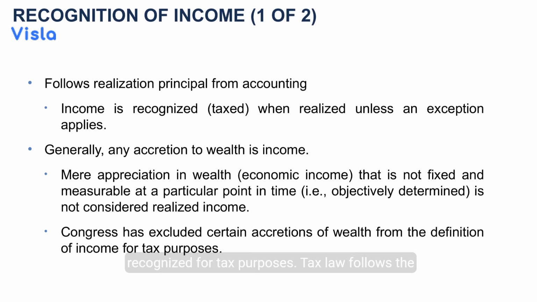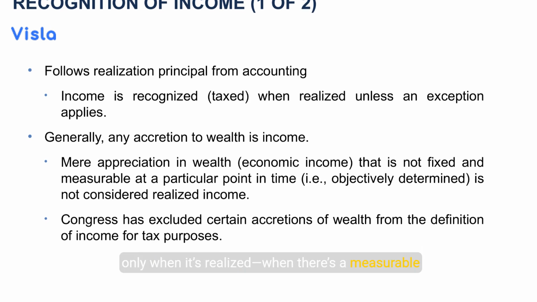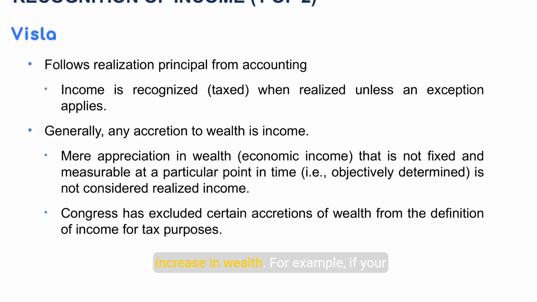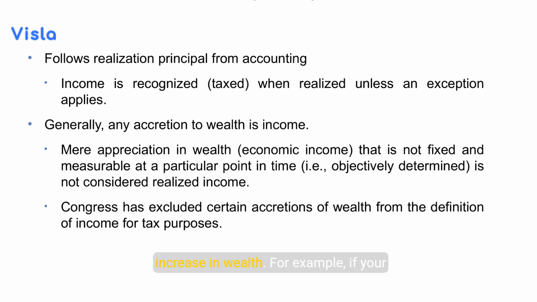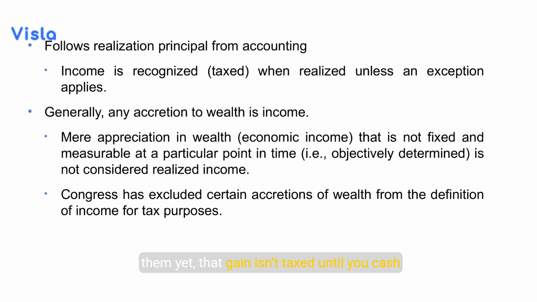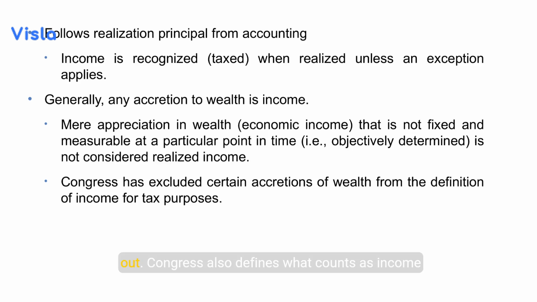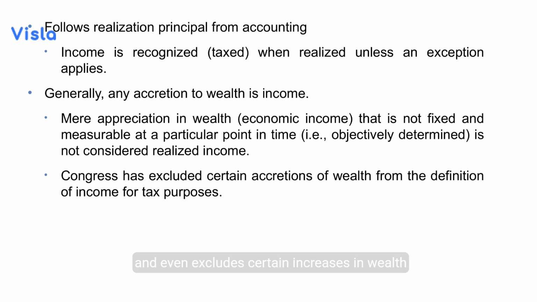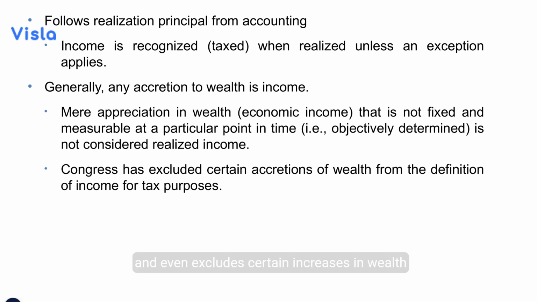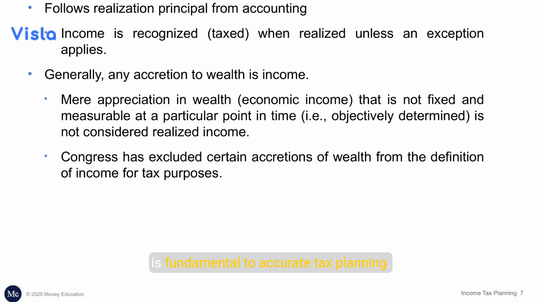Tax law follows the realization principle, meaning income is taxed only when it's realized, when there's a measurable increase in wealth. For example, if your investments rise in value but you haven't sold them yet, that gain isn't taxed until you cash out. Congress also defines what counts as income and even excludes certain increases in wealth from taxation. Understanding these distinctions is fundamental to accurate tax planning.